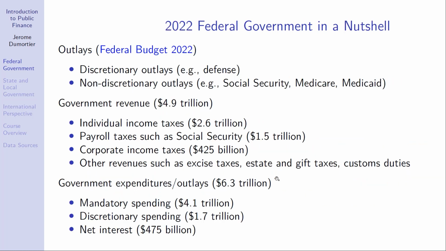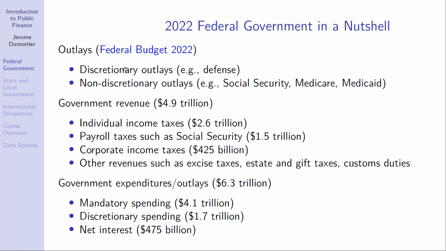Now, let us have a look at the federal government in a nutshell. The federal government has outlays, in the sense of expenditures, and there is also government revenue. Note that the outlays are categorized between what are called discretionary outlays, for example defense spending, and non-discretionary outlays like Social Security, Medicare, and Medicaid. In this class, we are going to go into big detail about the difference between the two.